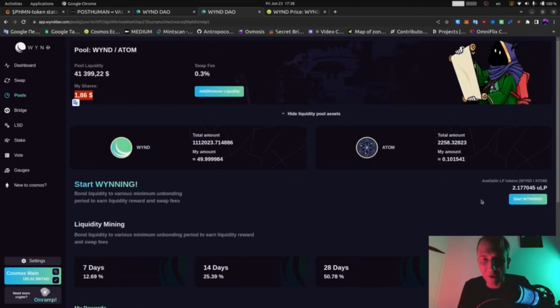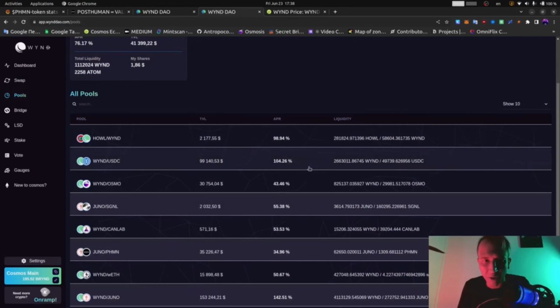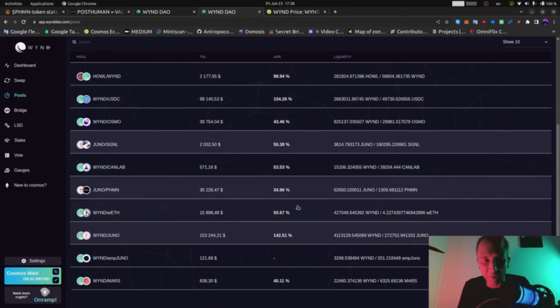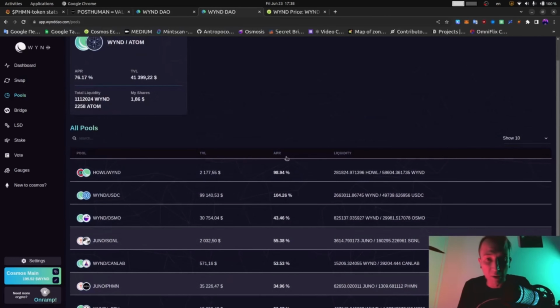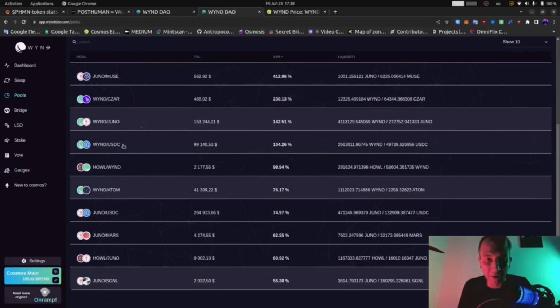So what else can we do with these LP tokens? These LP tokens can bring us APR for providing liquidity. You remember when in the pools menu I was telling you about APR 100% or 53% and so on. We can click on the APR and see the APR of the pool Wynd atom. It's 76%. I really don't like stable coins because, in my opinion, stable coins are tokens of a scam.